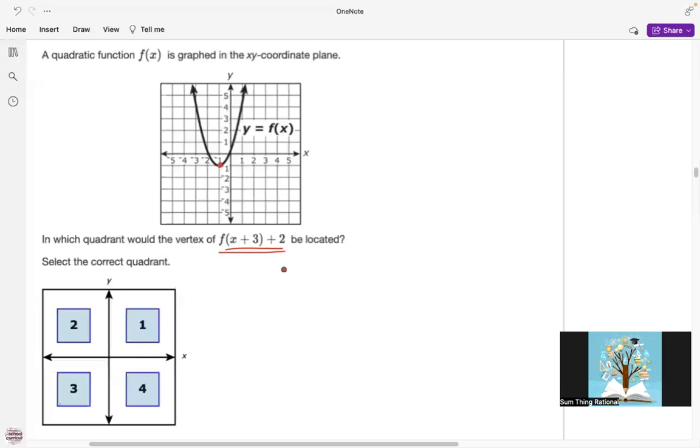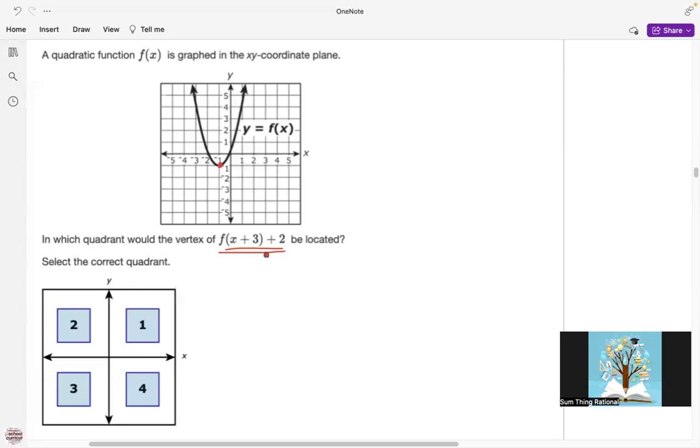The new function is f of x plus 3, plus 2. With this new function, I only need to know what kind of transformation it is. If you know the transformation from the vertex of the original function, I can move it, and then we can decide the new location of the new vertex.